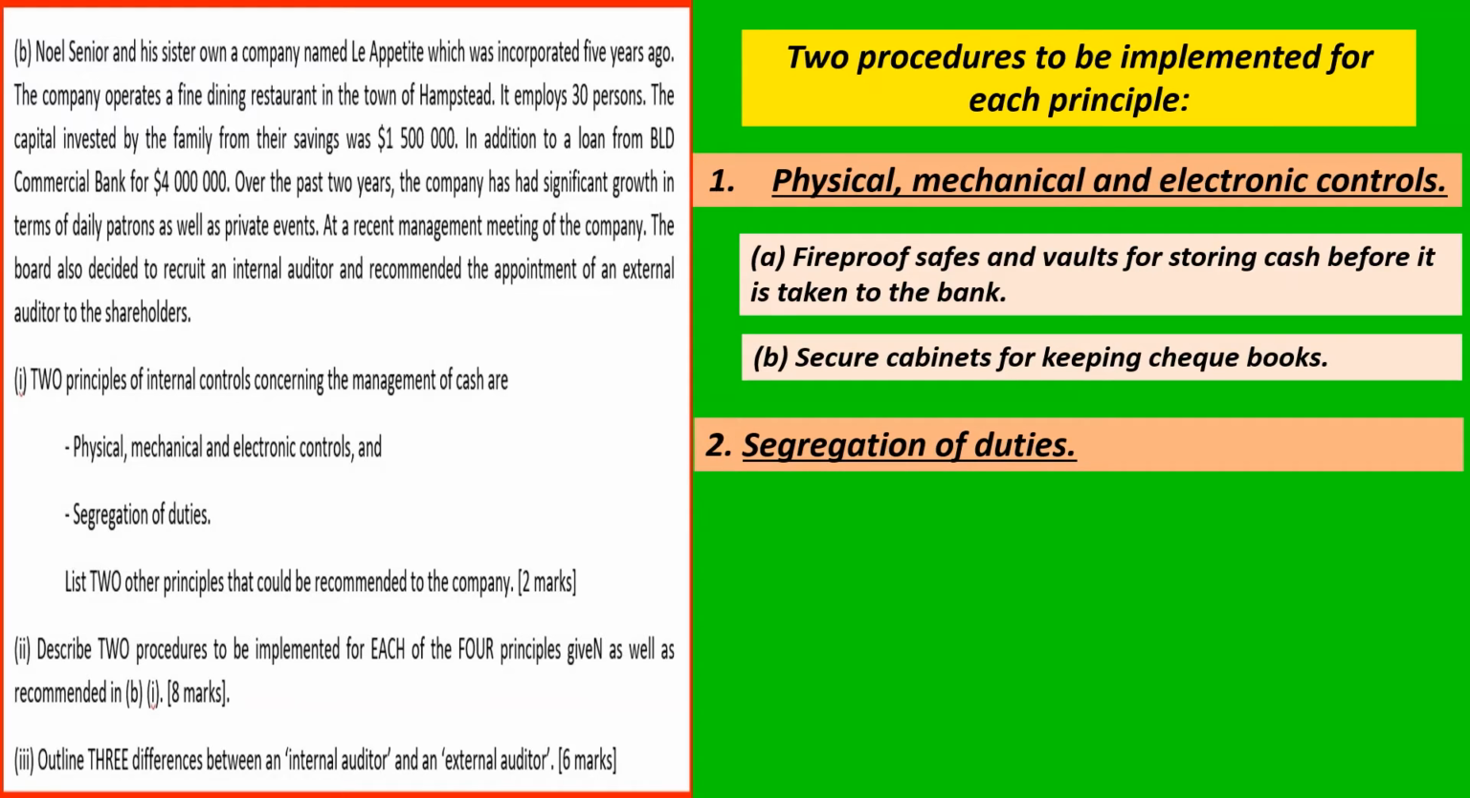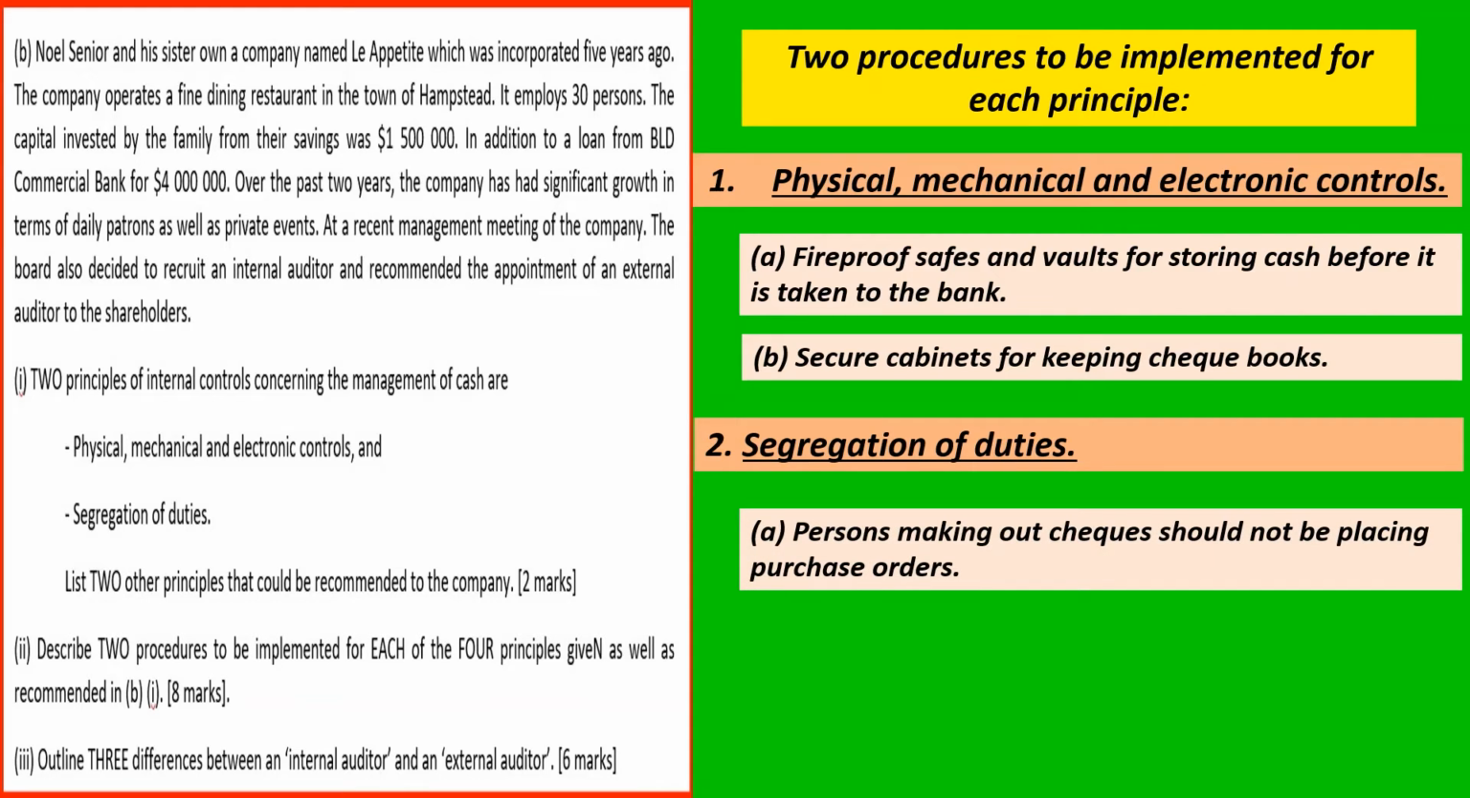Segregation of duties. Persons making out checks should not be placing purchase orders. That is, people who are paying should not also be buying, otherwise, they're going to buy things for themselves.